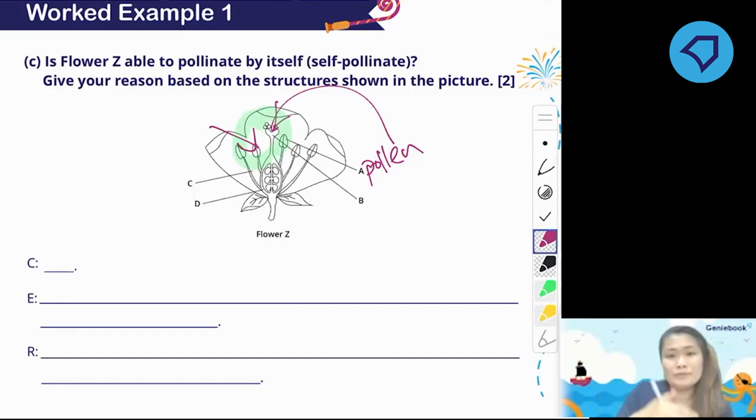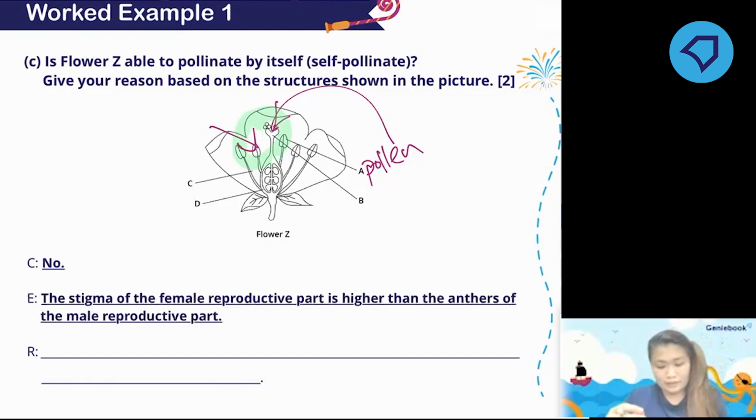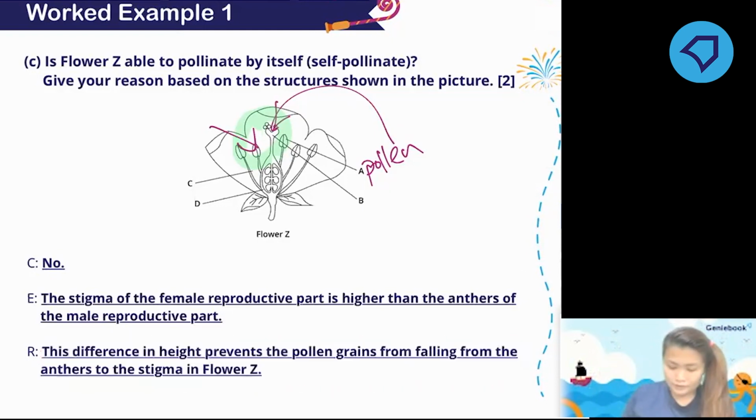So first thing, can it be self-pollinated? This would be a no. It cannot be pollinated because the stigma is higher. If it's higher, it will be harder for the pollen from the anther to go upwards, because the height difference prevents it, since it can't go over. So far, so good. All right, I hope everything is okay. Yeah, okay, good. Then let's move on.